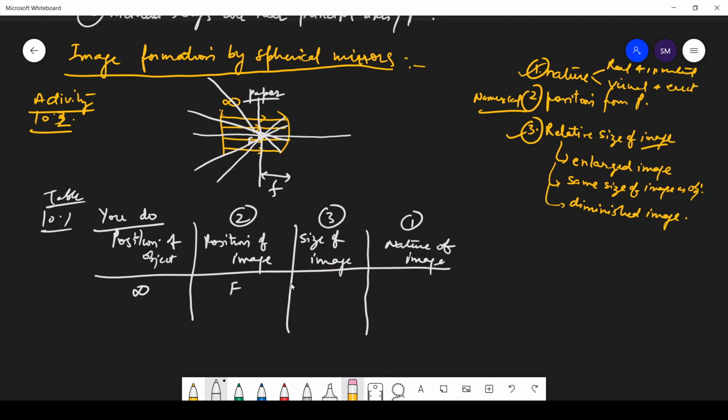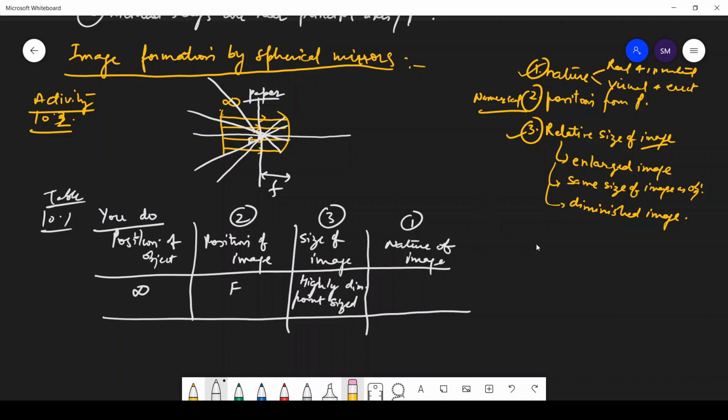And what is the size of the image? Was it diminished? Highly diminished. Okay, so it was not just diminished, it was highly diminished. And it was point sized. And what was the nature of the image? Real and inverted.